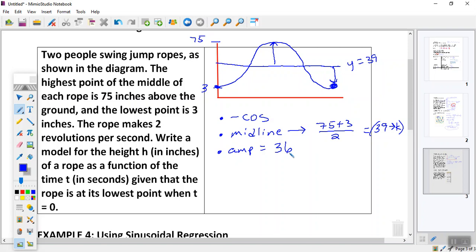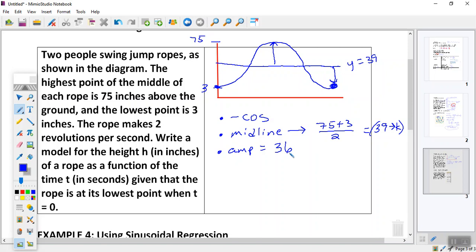Read that sentence. It says the rope makes 2 revolutions per second. Now is that telling you the period is 2, or is that telling us something else? Something else. I think it's the frequency. Why is it the frequency? Because it's revolutions per second. It's telling us how many cycles happen per unit time, right?